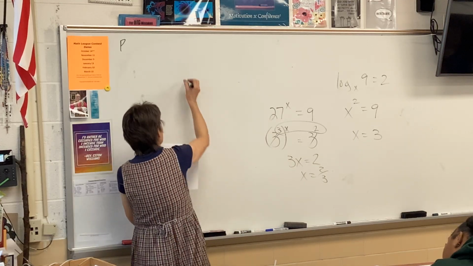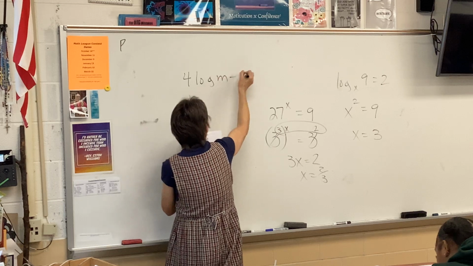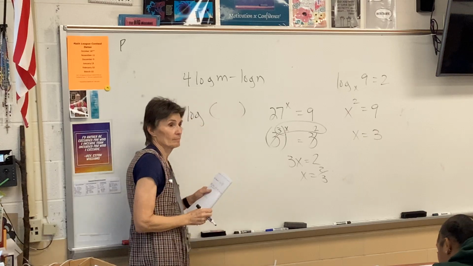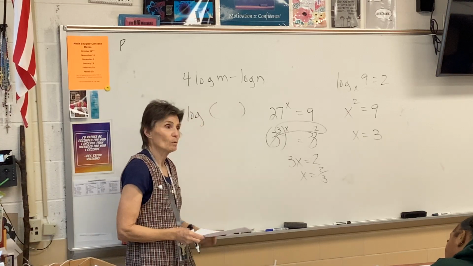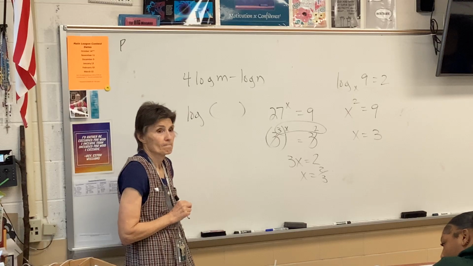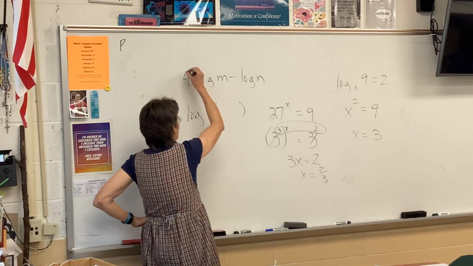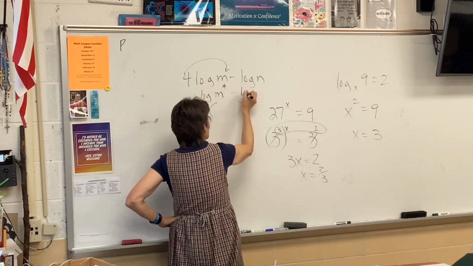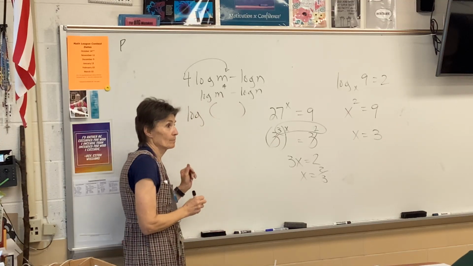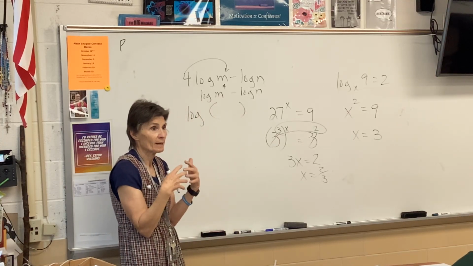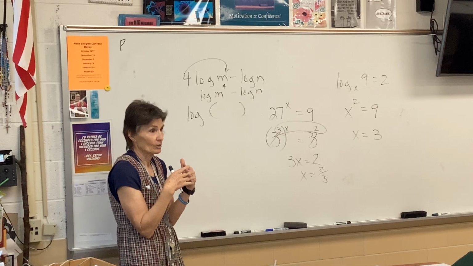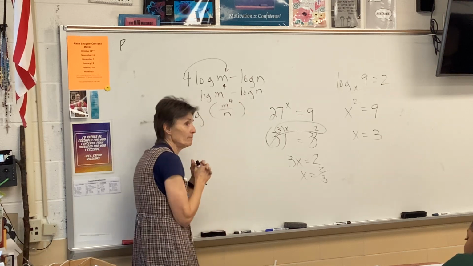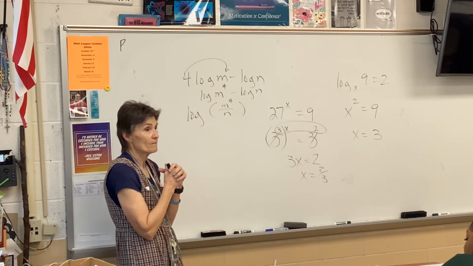We're going to write as a single logarithm. So in other words, it's going to be log something. Okay, do you remember what to do with this? 4 is an exponent. So this is the log of m to the 4th minus the log of n. Wait, how did those go together? We just talked about it. They're going to go together through division. So your answer is going to be the log of m to the 4th over n. It's a division problem.